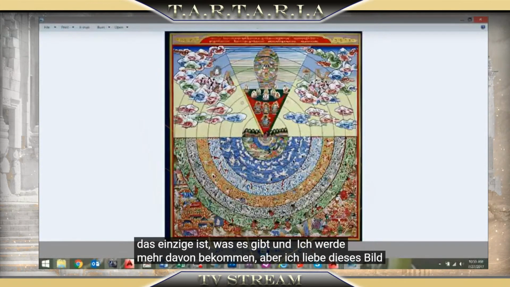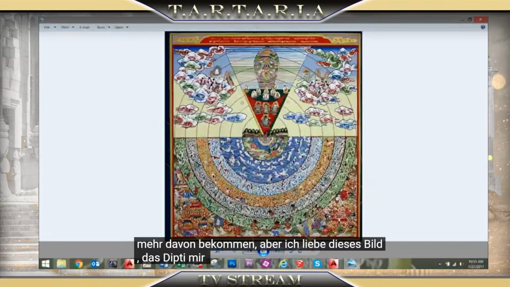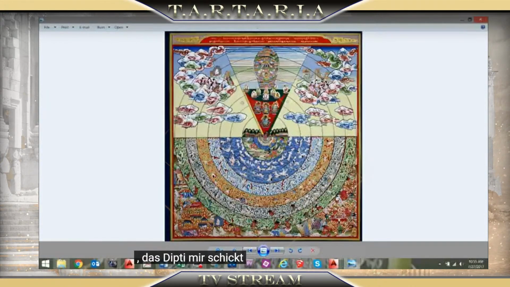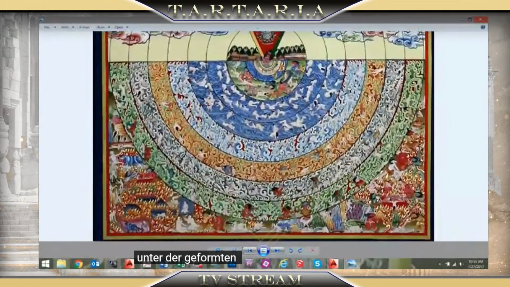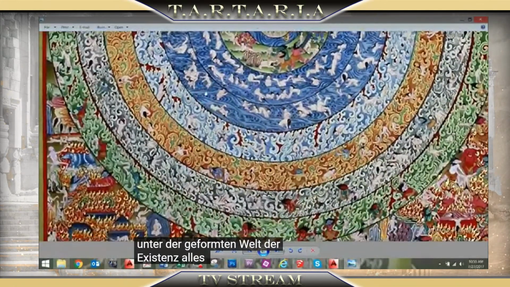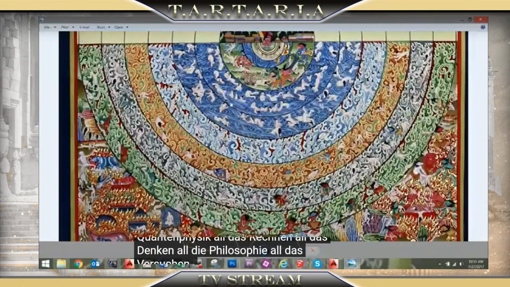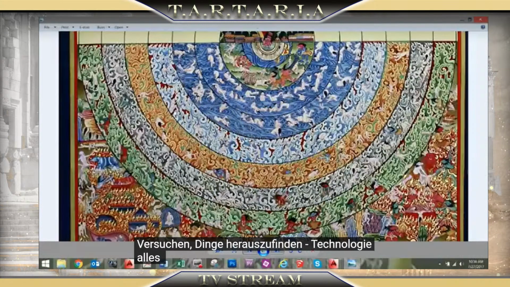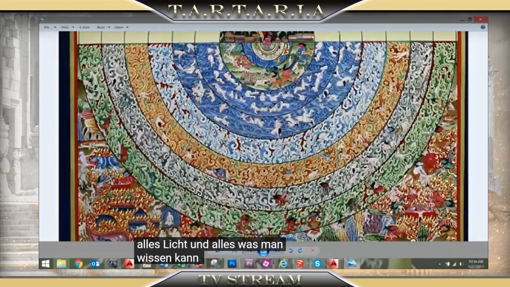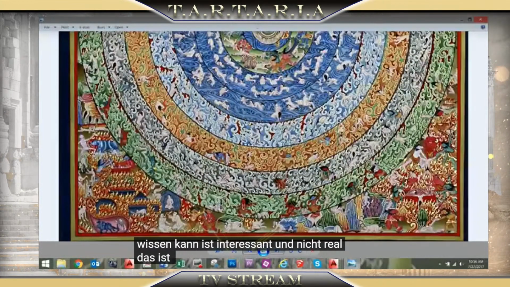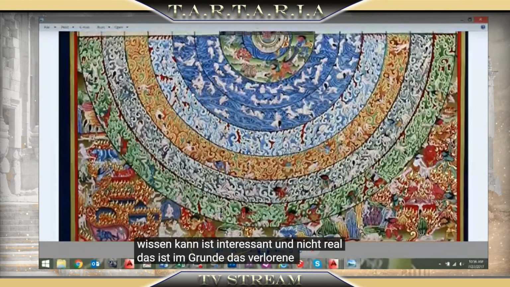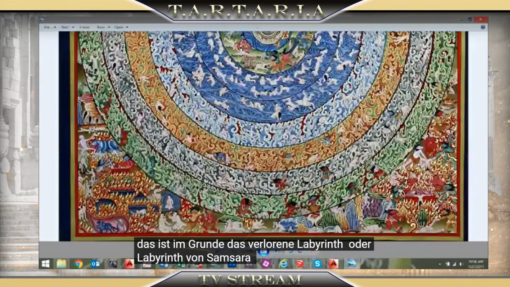But I love this picture that Dipti sent me, this depiction of the system. Had I known it, I would have made the other video with this one. This is a beautiful drawing of the unformed world and then below it the formed world of existence. Every single thing, quantum physics, all the computation, all the thinking, all the philosophizing, all the trying to figure things out through technology, all light and everything that you can know is in this, and it's not real. This is basically the lost labyrinth or maze of samsara.